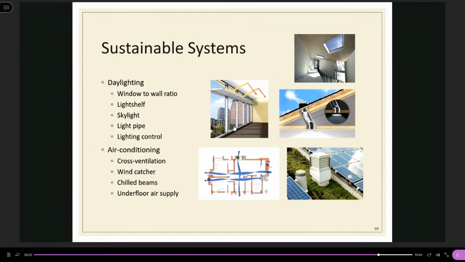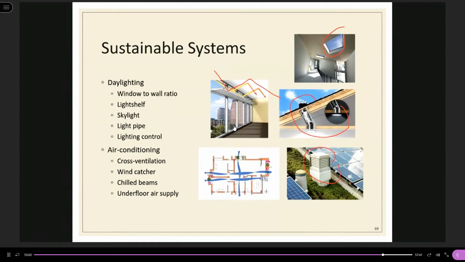So light shelf, we have mentioned, this is the light shelf to reflect the lighting into the deeper part of the room so that we can reduce the energy consumption in the electrical lighting system. The skylight, the light pipe, and to make use of lighting control, we have a daylighting sensor or the occupancy sensor to control the lighting system. Air conditioning, the cross ventilation, wind catcher. Okay, wind catcher is just a system to capture the natural wind.